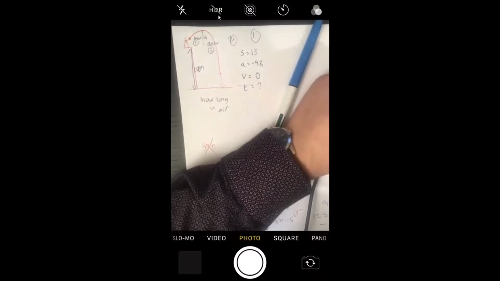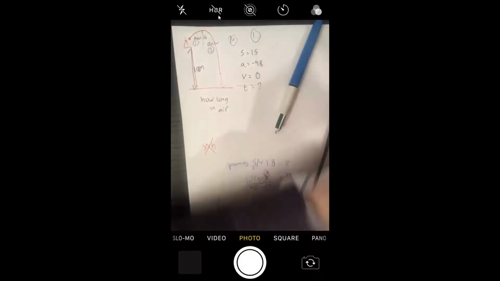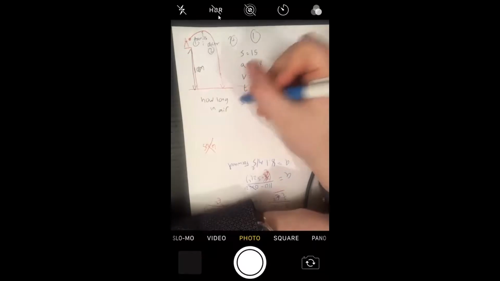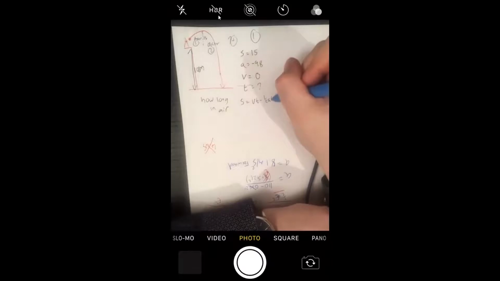What is the formula that I should use that's got S, A, V, and T in it? S equals VT minus 1/2 AT squared. Thank you very much. S equals VT minus half AT squared.